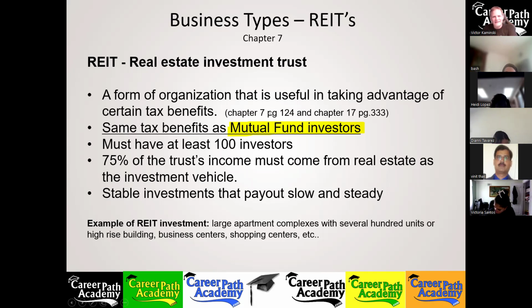But that's one type of investment fund, the real estate investment trust. It's a slow, steady payout, just like mutual funds that people invest in for their retirement plans. There's nothing that says you have to use a mutual fund, which invests in commodities or stocks or what have you. You could have an investment fund, a trust, that gets the same tax benefits as the mutual fund investors, but invests in real estate.